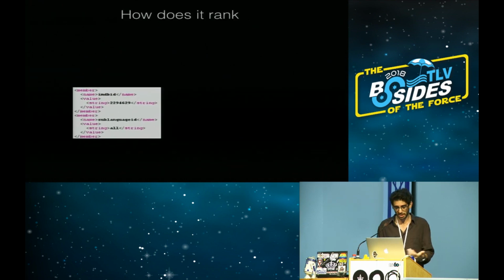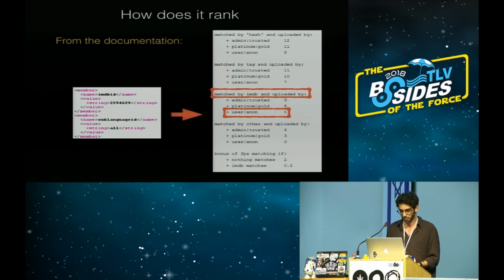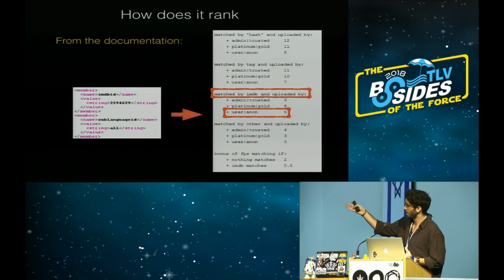Skimming through the documentation, we bumped into this ranking scheme. We can see that the score is based on 5 criteria: movie hash, tag, which is file name, IMDb ID, FPS, and something called others. Extra points are also credited for being an admin or a trusted partner. But since the only argument sent by Popcorn Time is the IMDb ID, if we wanted our malicious subtitles to be chosen by the API, the maximum points we could get is 5, us being an anonymous uploader.